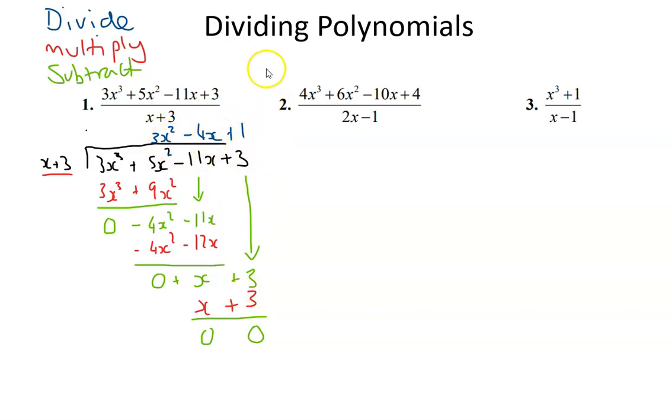And there's no remainder. Sometimes there is a remainder. If this had multiplied back and it had been 3 take 5, then the remainder would have been minus 2. And that's okay. You just report that there is a remainder.